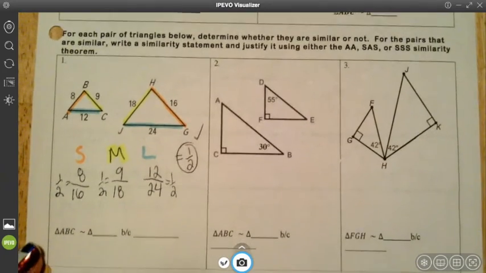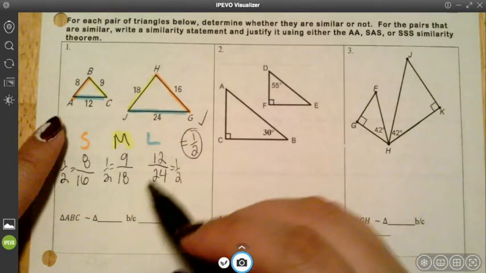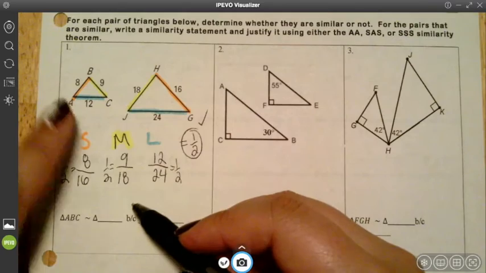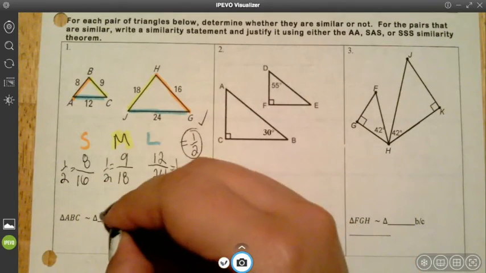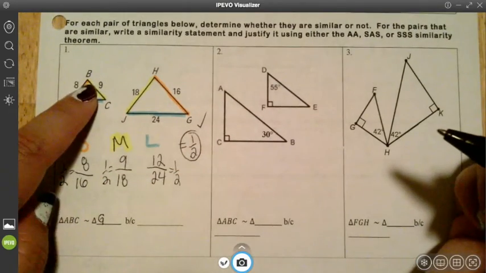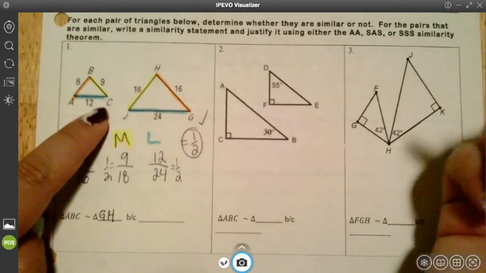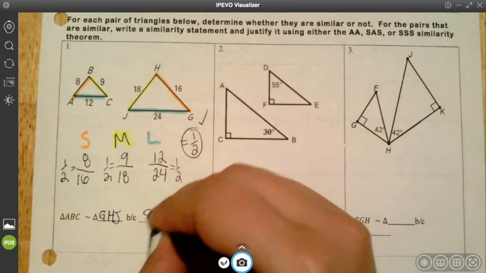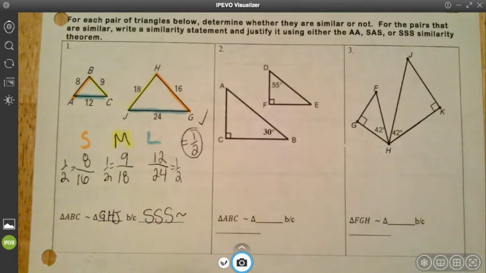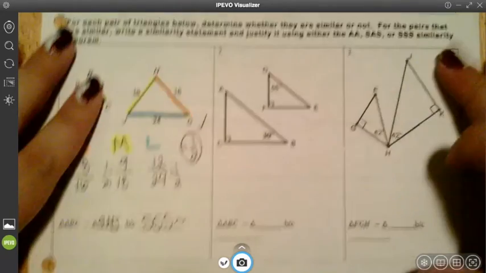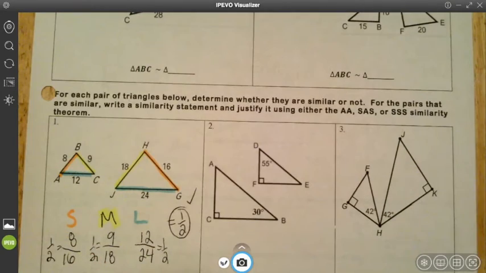Then how do I write the similarity statement? Well, angle A, orange-blue, corresponds with orange-blue, which is G. Angle B is orange-yellow, corresponds with H. And angle C with angle J. And how did we know that? By side-side-side similarity. Okay, so now I'm going to put in where you can do the 2 examples from above and put your answer into Edpuzzle.